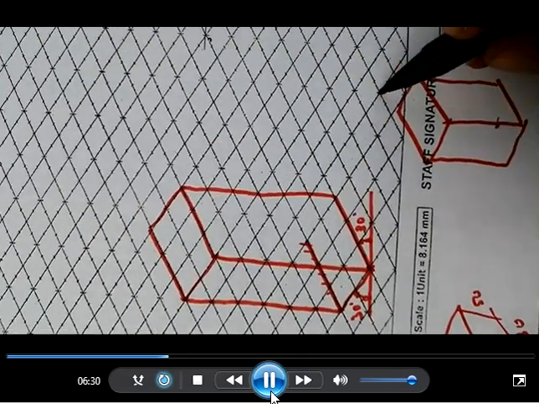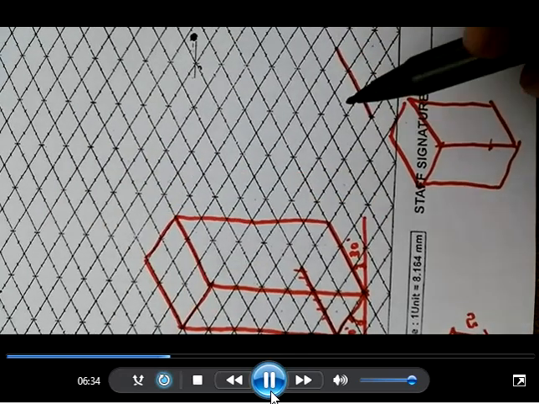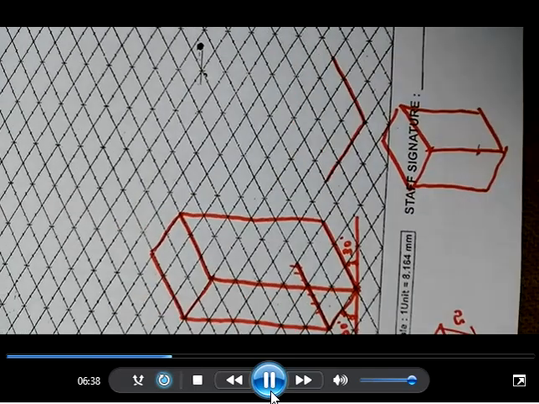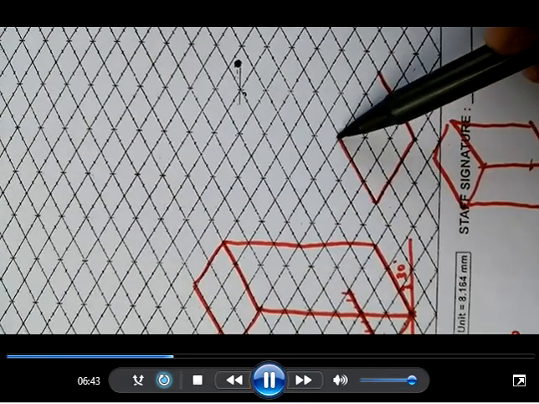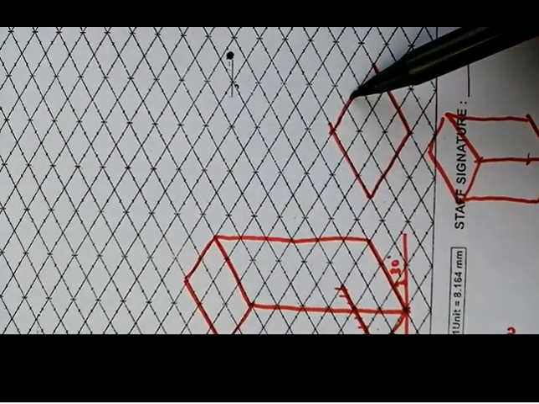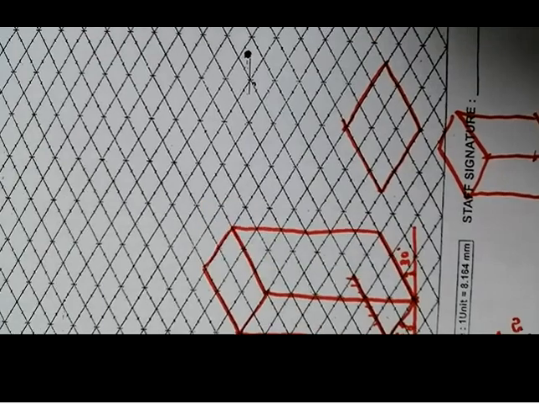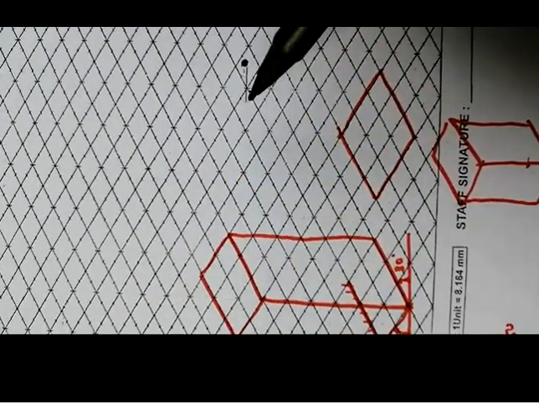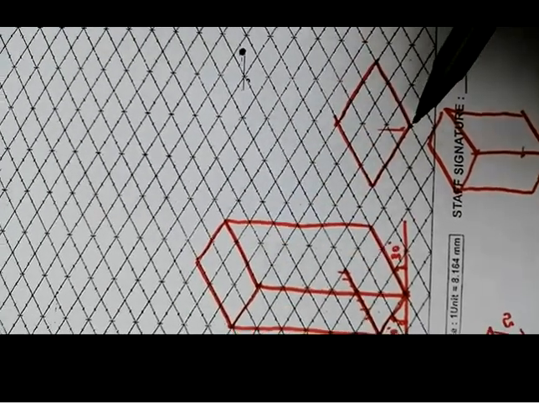You can consider any one corner. On the right side take ISO 30. Since it is a square, on the left side also consider ISO 30. Complete the bottom face first. First keep all the lines thin. Do not make any lines thick. After completing this bottom face, take height from all the four corners.